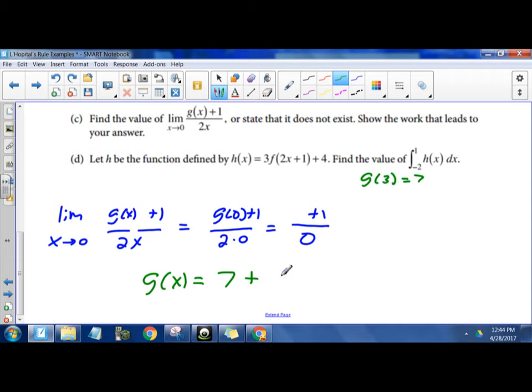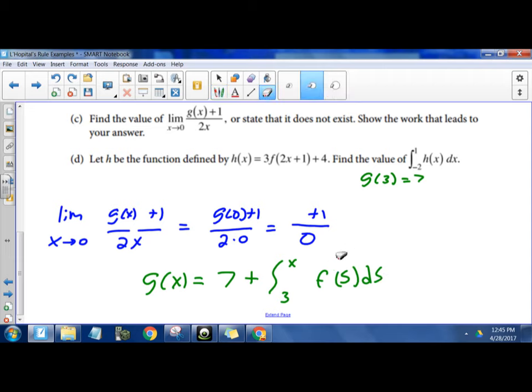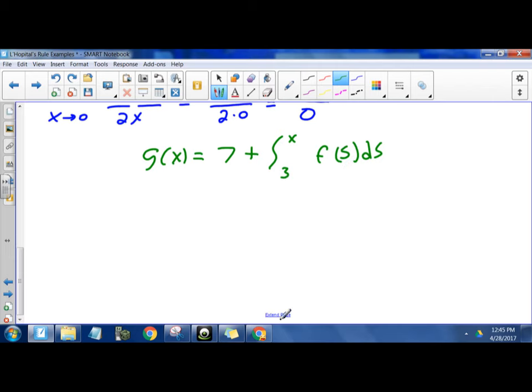This was the initial condition, plus the integral from the x value of the initial condition to the variable that I'd like. So let's do x. And this is f prime of s ds. Or actually, you could just call it f, seeing as how they called f to be that piece. So we'll just call it f. Or I could do g prime of s as well if I wanted to. It doesn't really matter.